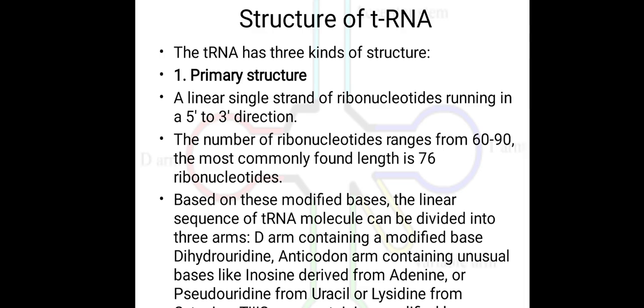Based on these modified bases, as we discussed earlier, the linear sequence of tRNA molecule can be divided into three arms. Means on the basis of these unusual bases, there is the D arm. This D arm contains the modified base dihydrouridine. The anticodon arm contains unusual bases like inosine, which is derived from adenine, or pseudouridine which is derived from uracil, or lysidine which is derived from cytosine. This lysidine is present within the T-C arm of the tRNA molecule, which majorly along with that also contains the pseudouridine.